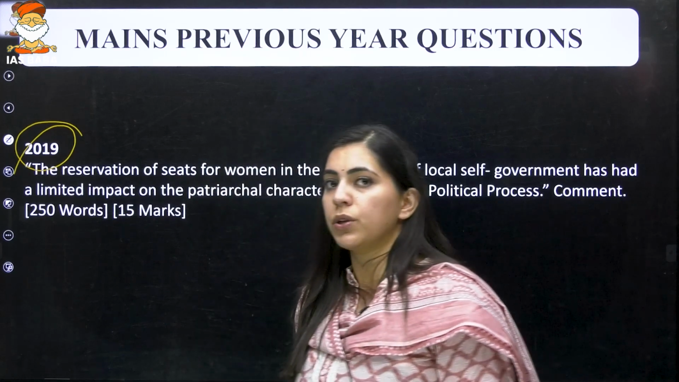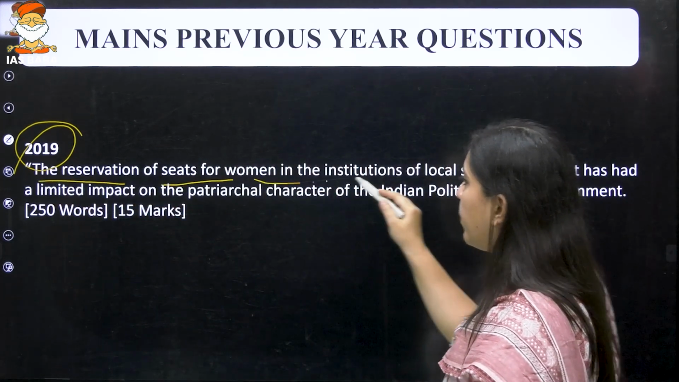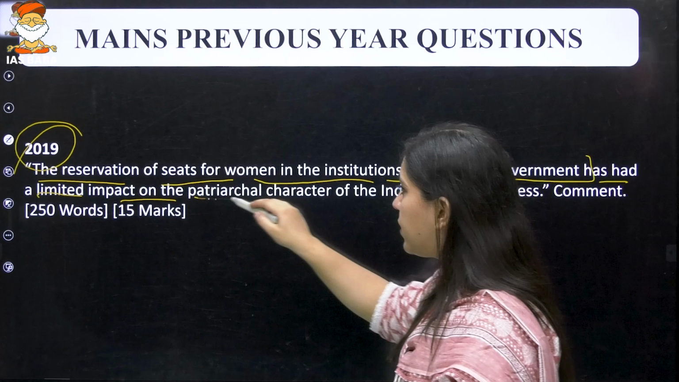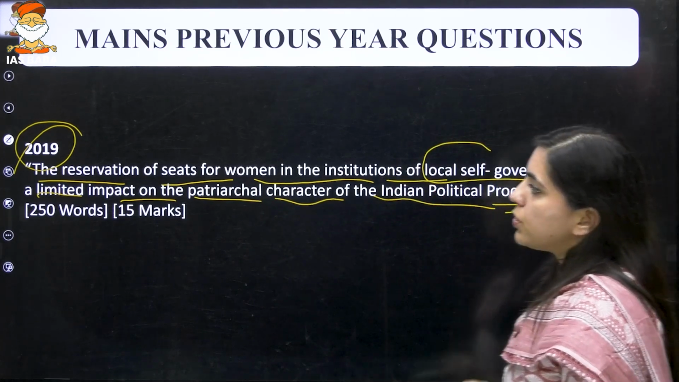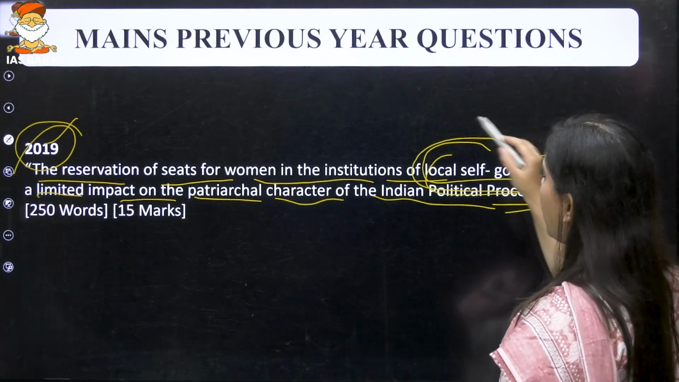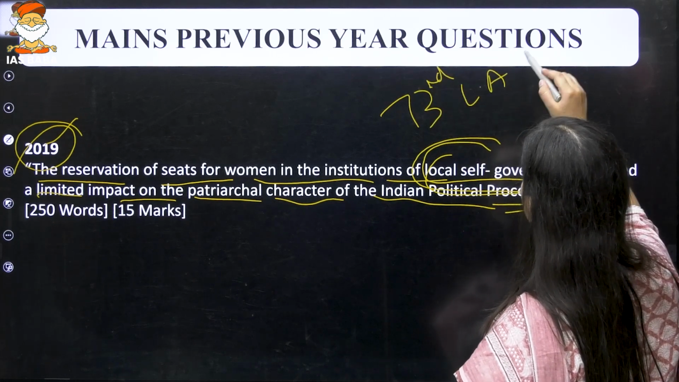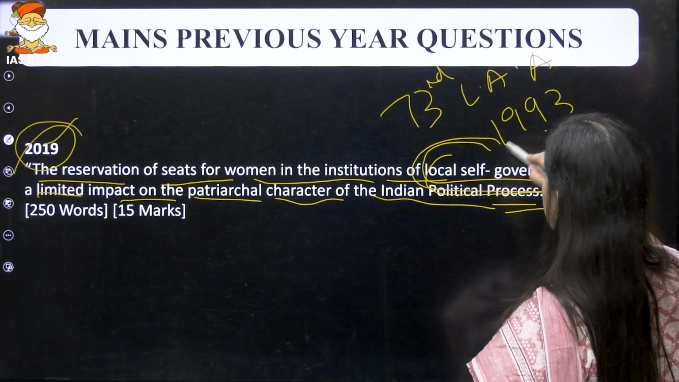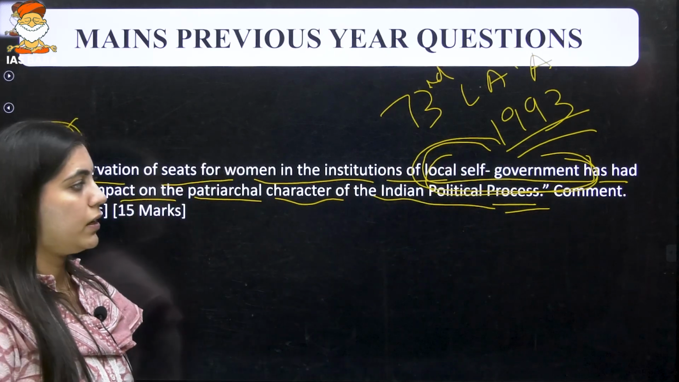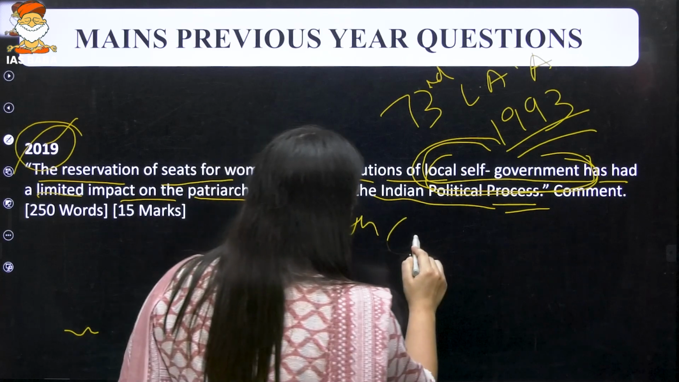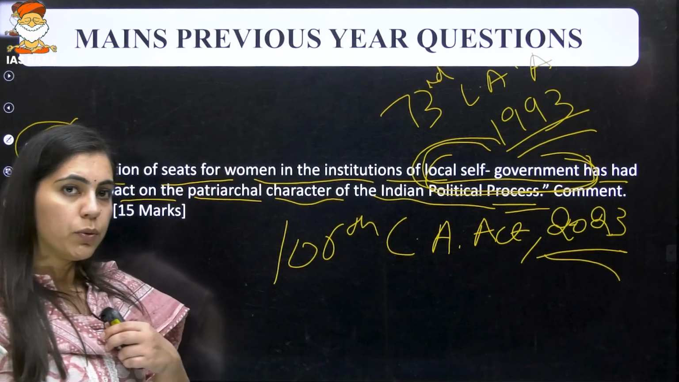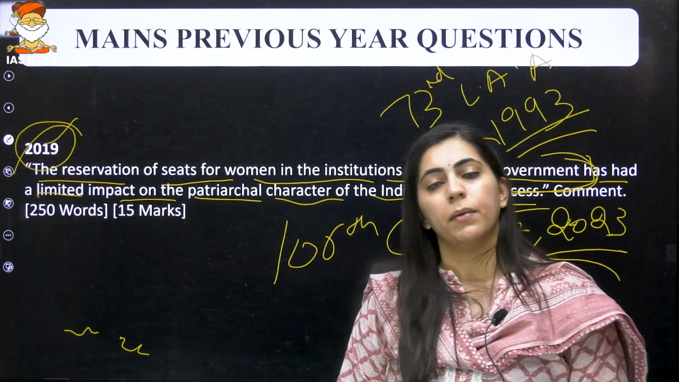Now, this question was asked in 2019. It reads: the reservation of seats for women in the institutions of local self-government has had little or limited impact on the patriarchal character of the Indian political process. So you can see that in 2019, a question was asked on local self-government. Reservation of seats in the local self-government was given under the 73rd Constitution Amendment Act of 1993. This was a direct question from the 73rd Constitution Amendment Act of 1993. So now you can expect a question from the 106th Constitution Amendment Act of 2023. I told you what are all the dimensions that can be asked in the mains examination.